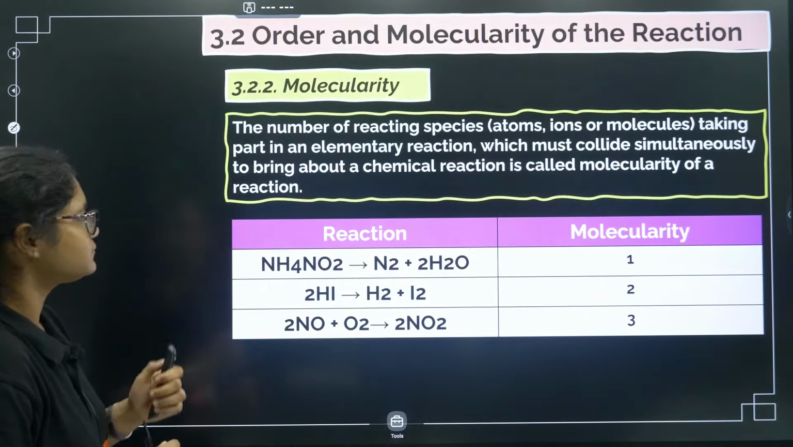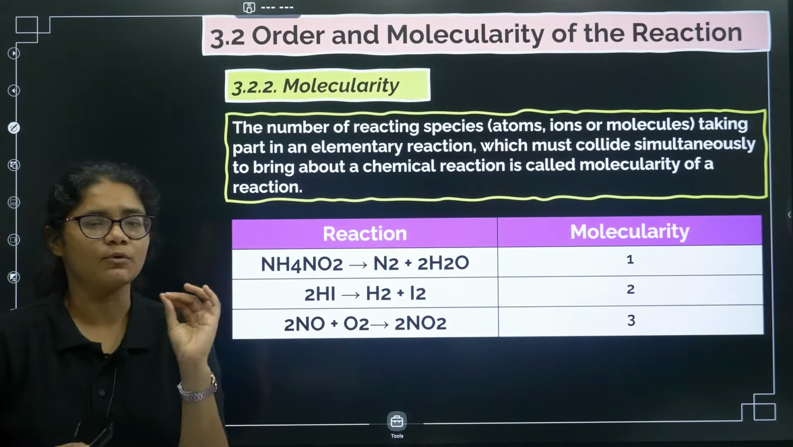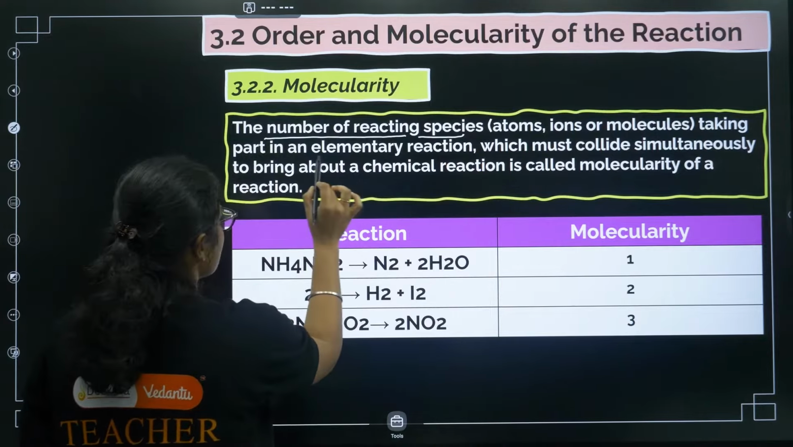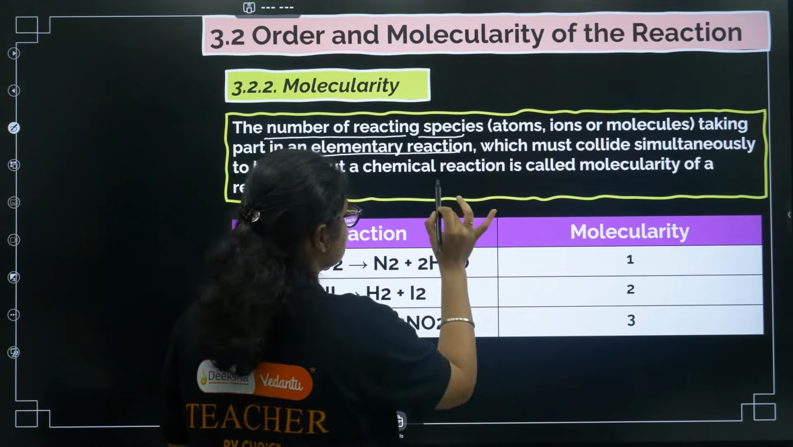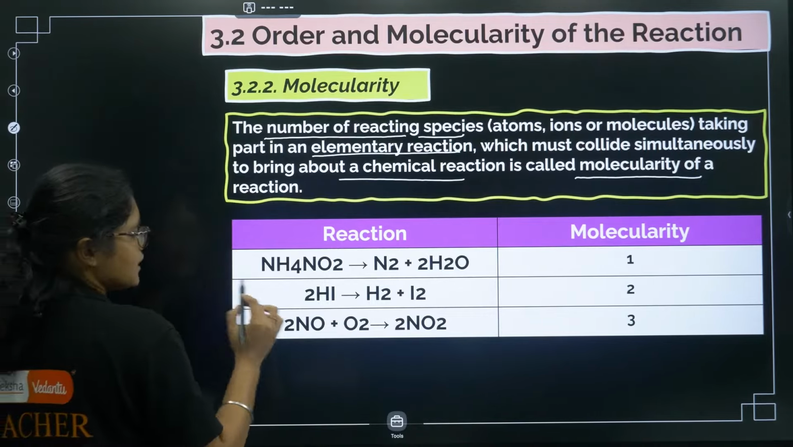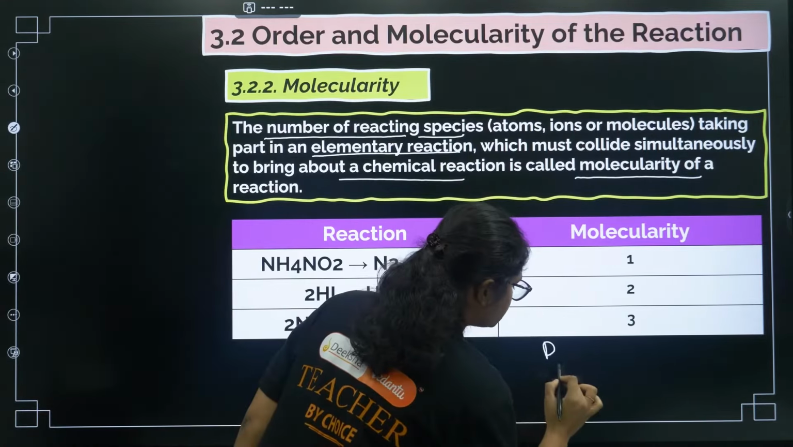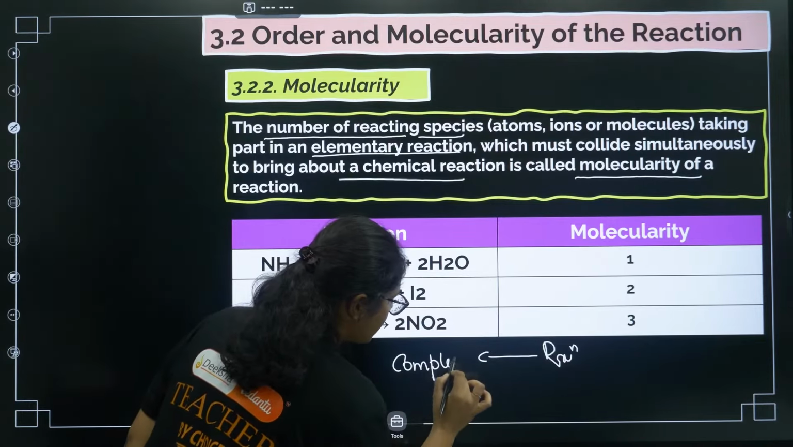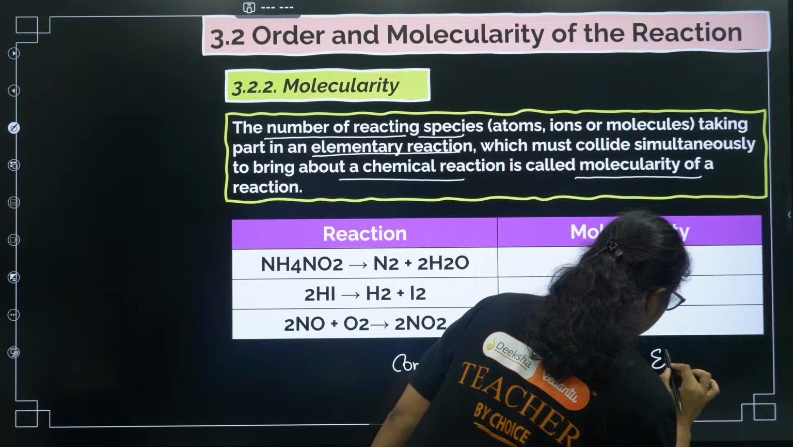Next, coming to something called molecularity. So what is molecularity? This is also very important. It is the number of reacting species taking part in an elementary reaction, which must collide simultaneously to bring about a chemical reaction. I'll tell you what an elementary reaction is. See, reactions are of two types. One is complex reactions, and another is elementary reactions.